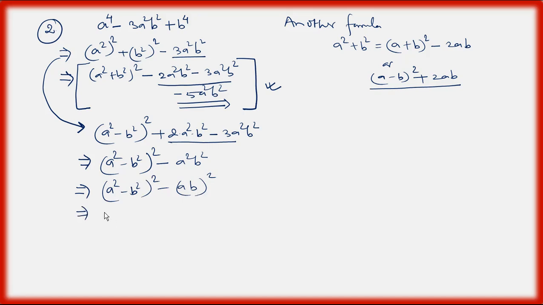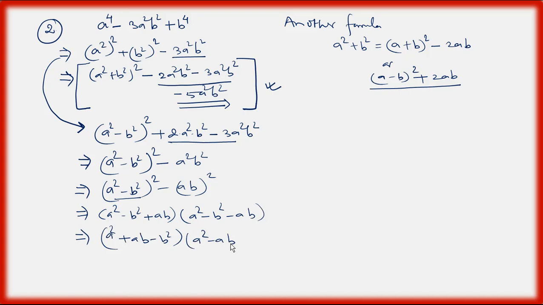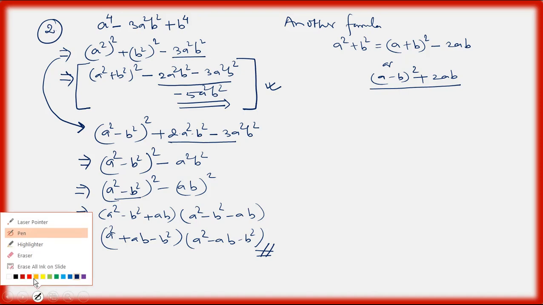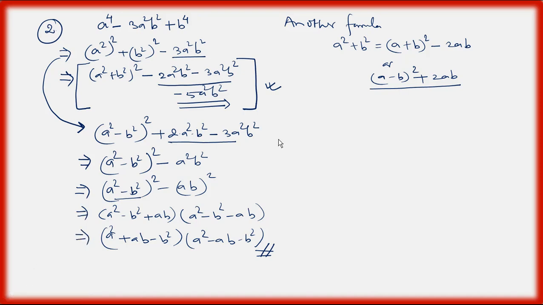Okay, then the further step is a square minus b square, so a plus b: (a square minus b square plus ab) and (a square minus b square minus ab). Now we can arrange this, dear students: (a square plus ab minus b square) and (a square minus ab minus b square). This is the final solution for this particular case. Hope you understand this. But you may ask, sir, would you teach by another method also? Would you solve by another method?